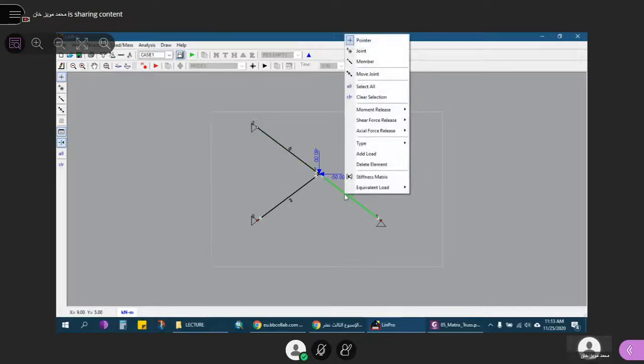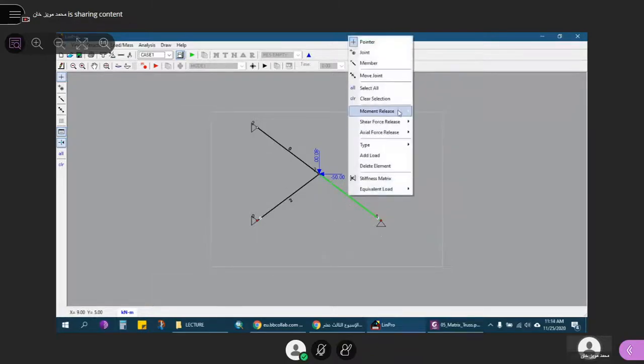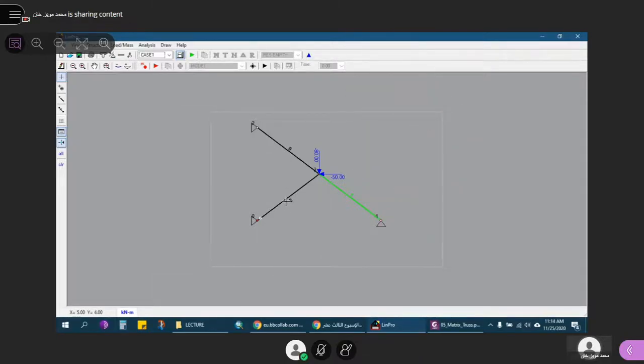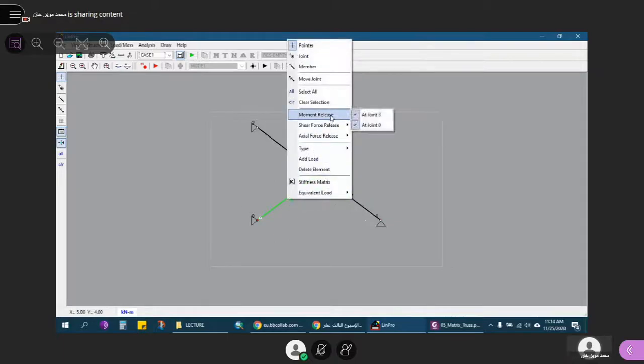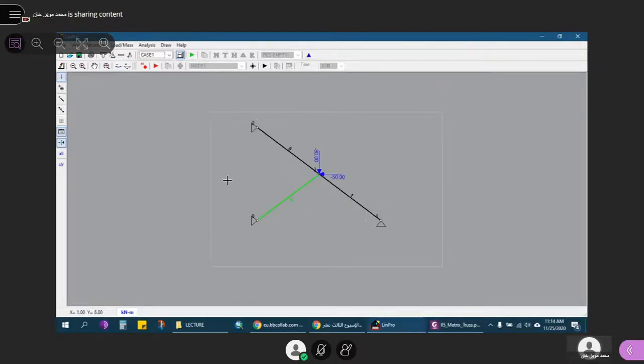Take this, right click. You can choose either joint 3 or 1. It's up to you. Let me use joint 3. Then joint 1. Last, this one, joint 0. So now I know my structure is stable. As you can see, the moment is 0, shear force is 0. We just have axial force. That means this is taken as a truss now. So this we have learned so far in the last class.